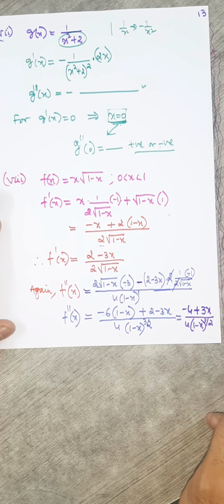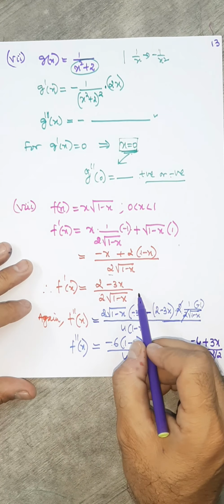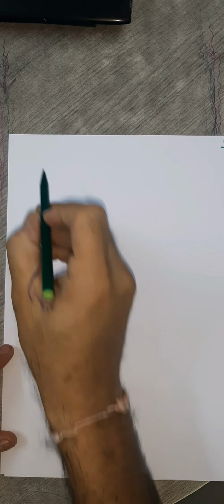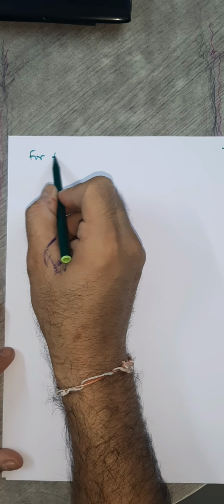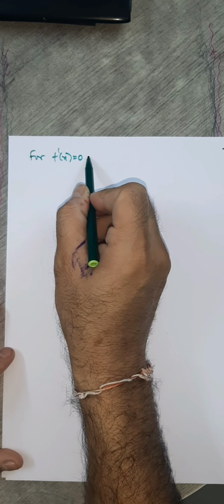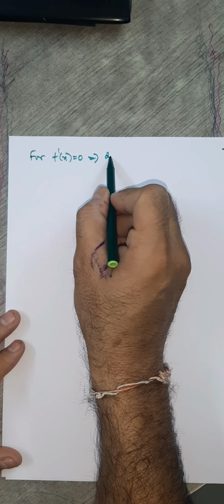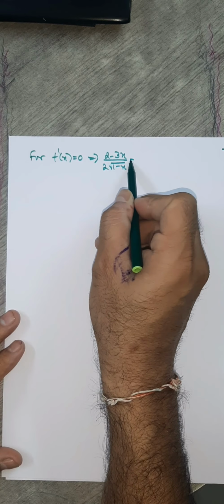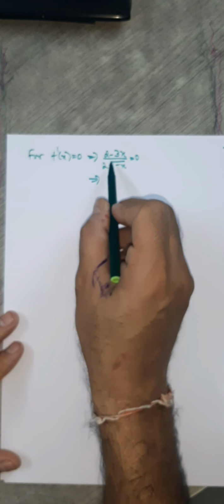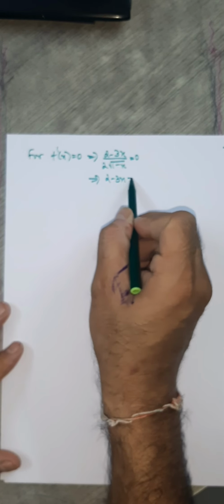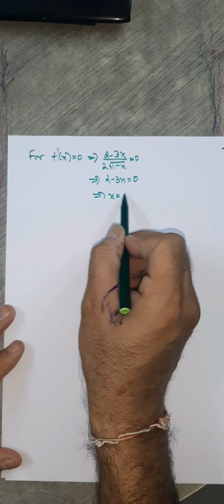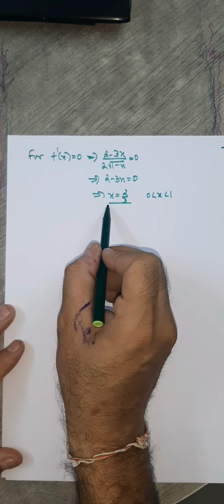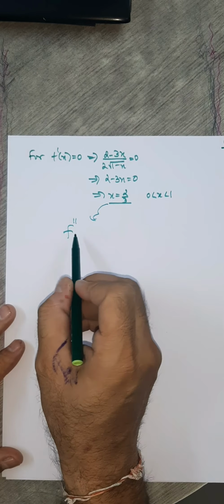Okay, so now we put this derivative equal to 0. Our domain is this. So for f dash x equals 0, have a look at f dash x: it is 2 minus 3x upon 2 into root 1 minus x equals 0. So you have 2 minus 3x equals 0, and therefore x will be 2 by 3. It is between 0 and 1. Right?